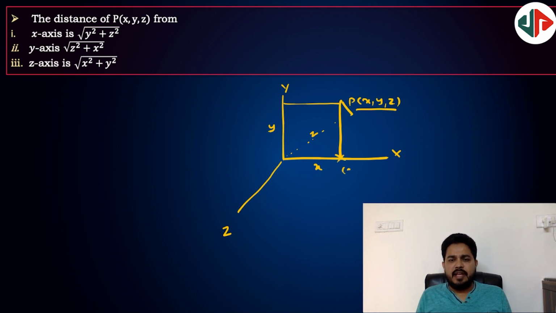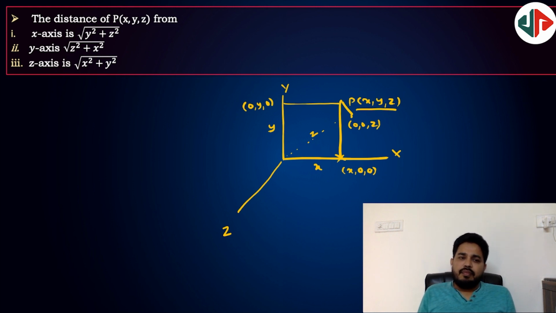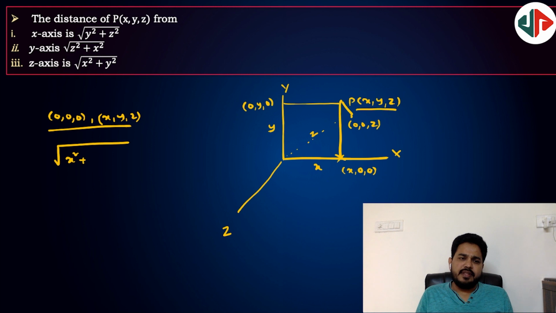So this point will be x comma 0 comma 0. Put up the perpendicular from here to this one. This point will be 0 comma y comma 0, and this point will be 0 comma 0 comma z. So the distance from 0 0 0 to x y z, the distance between these two points, will be the square root of x square plus y square plus z square. This is O, this is P, then the OP length is this one.